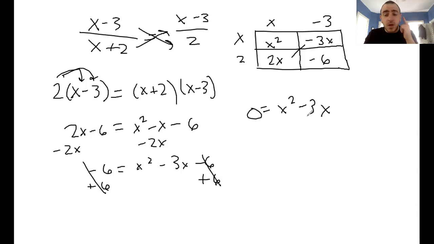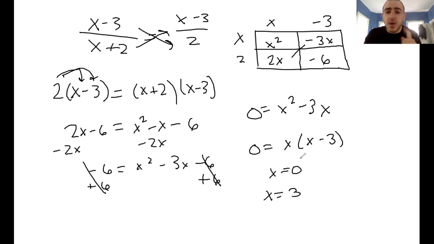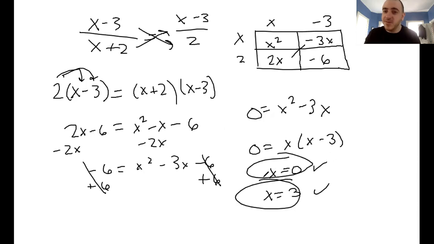I see a quadratic, I'm thinking factoring. I see that I can factor out an x using GCF, so it's going to be x times x minus 3. So I know that if x equals 0 the whole thing is 0, and if x equals 3 the whole thing is 0. I'm going to check that against my denominators. The denominator is x plus 2, so we're not dividing by 0: 0 plus 2 is 2, we're fine, and 3 plus 2 is 5, we're also fine. So this is our final answer.